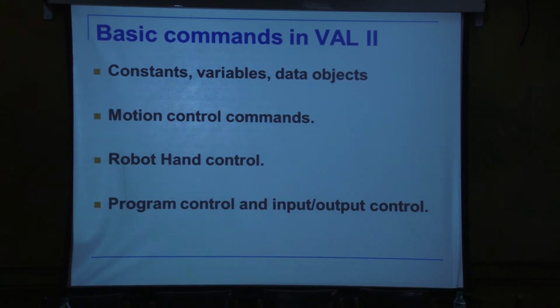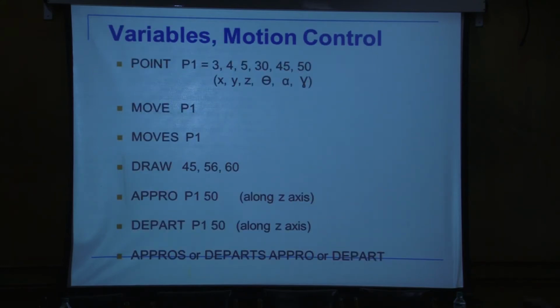So the first part is variables and motion control. In terms of variables, when a robot is moving in space, what is it that we are defining? We are defining it to go from one point to another point. So we have to define the points in space. So the first thing that we are doing is we are defining a point. This is the variable name P1. It can be 8 letters. It can be a combination of letters and numbers. So this is the name.